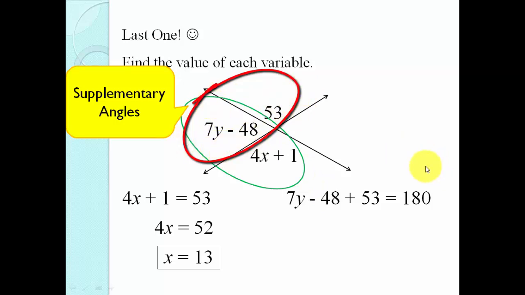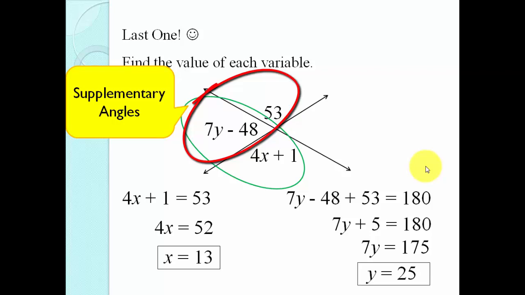So anyways, we're going to combine our like terms, subtract over the 5, and finally divide by 7. So y is going to be equal to 25.